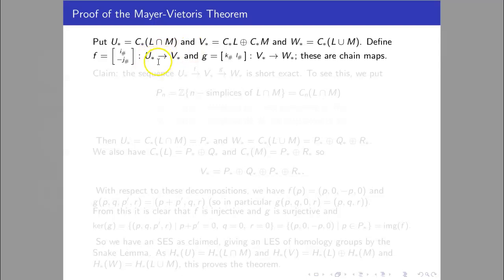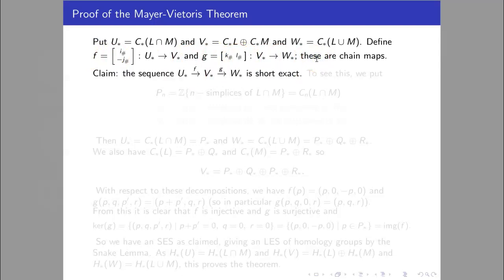And then we're going to define maps F and G. So F goes from U star to V star, G from V star to W star. F is again I hash minus J hash, so it's the same kind of thing as we had before. You've got element x in U star, and then it gets sent by F to the pair I hash x and minus J hash x, and G sends a pair y comma z to K hash y plus L hash z. And so the I hash and the J hash and the K hash and the L hash, those are certainly chain maps, and it follows easily from that that the F and the G are also chain maps.